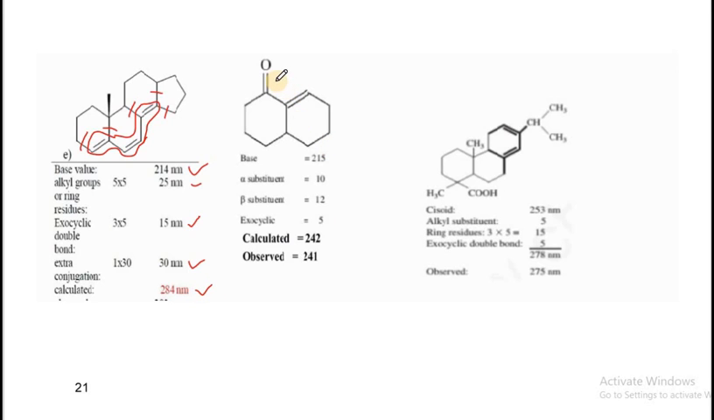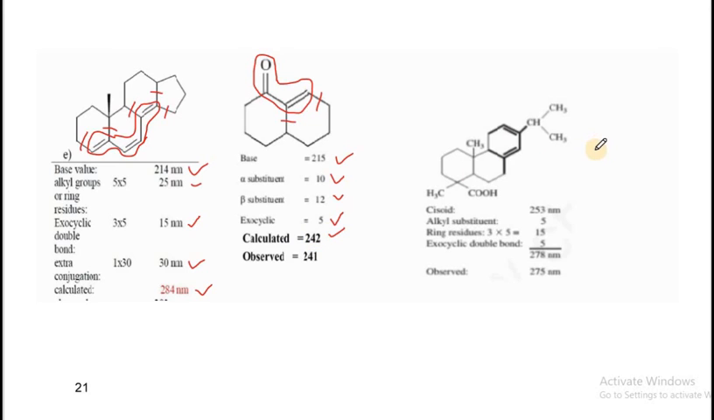And similarly in this example, this is our system, an alpha beta unsaturated carbonyl compound. For this the basic value is 215 nanometer, and this is alpha and this is beta. To the alpha position, one ring residue is present, so 10 nanometer is added, and to the beta position also one ring residue is present, so 12 nanometer. And then there is one exocyclic double bond. This double bond is exocyclic to this, so it is 5 nanometer, and the total value comes out to be 242 nanometer after adding all these values.